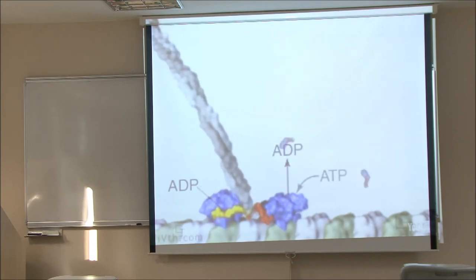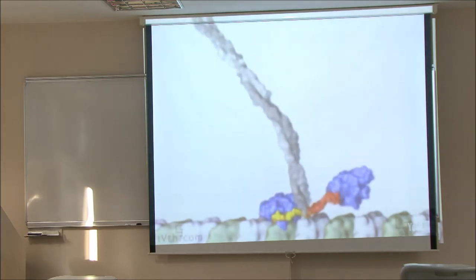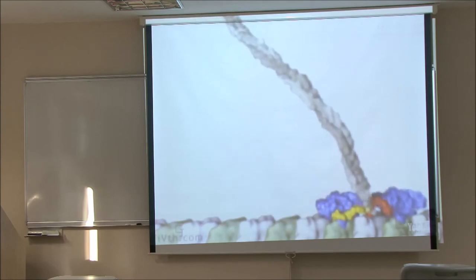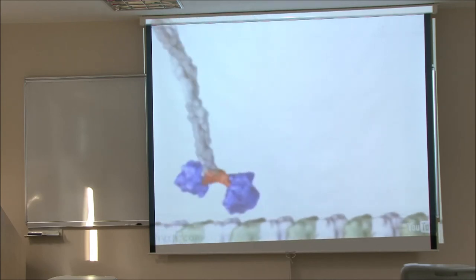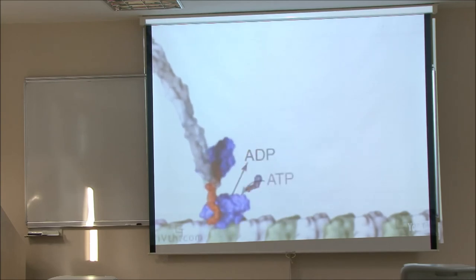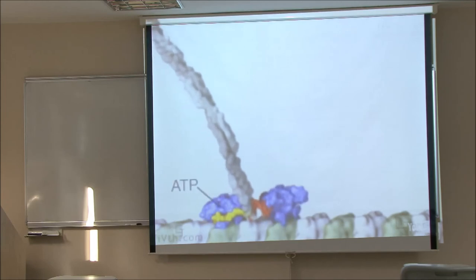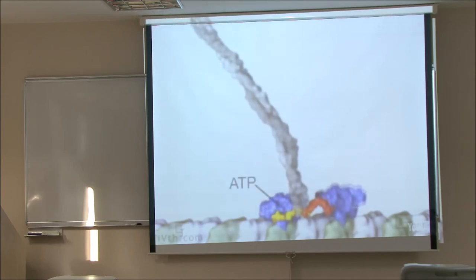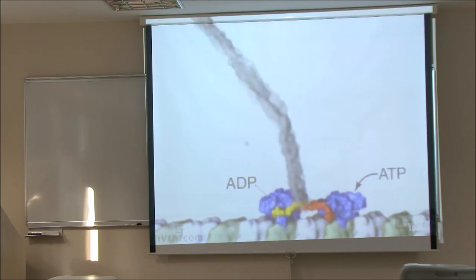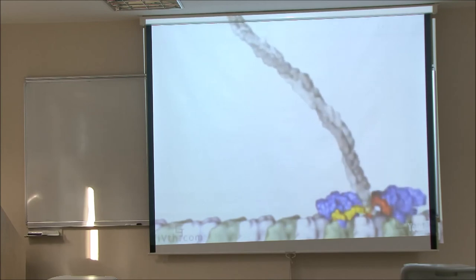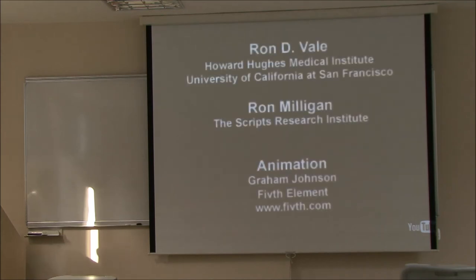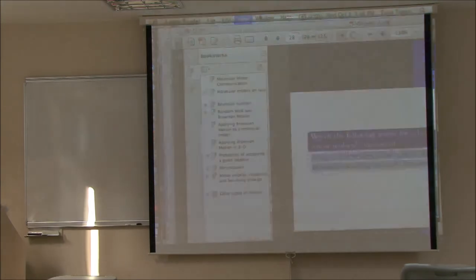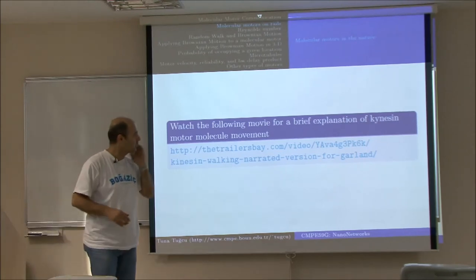As the neck linker unzippers from the trailing head, the leading head exchanges its nucleotide and zippers its neck linker onto the catalytic core, and the cycle repeats. In this way, kinesin dimers move processively, step by step, along the microtubule. I hope this movie helped you also understand how this process is going.